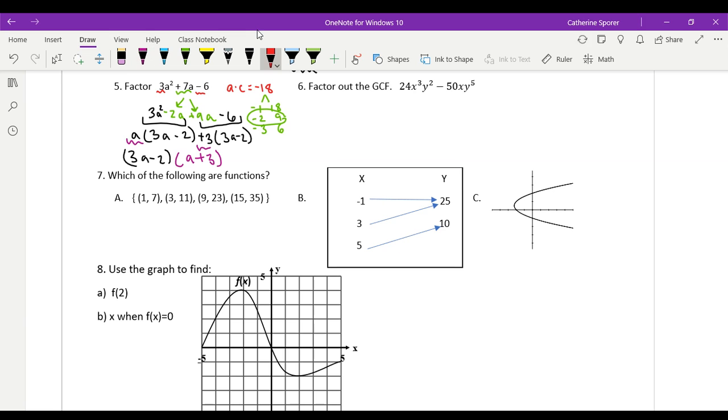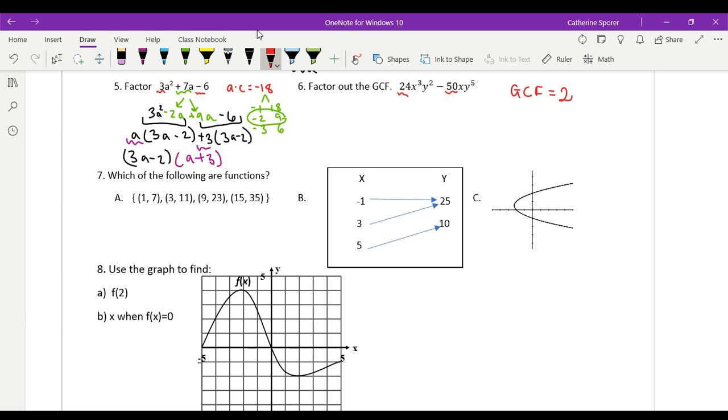Problem 6 is GCF factoring. So for GCF factoring, we want to look for the highest number that divides into both terms, so the greatest common factor that divides into both of the number terms. So between 24 and 50, the highest number that divides into those is 2.